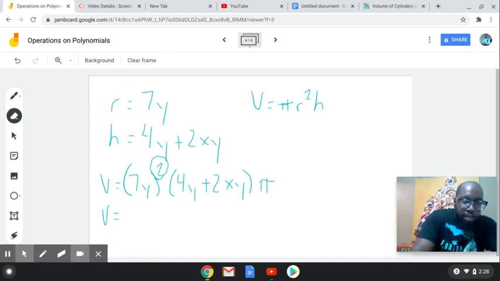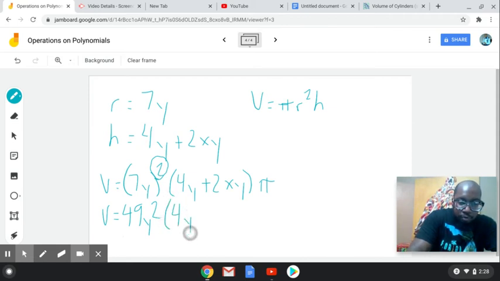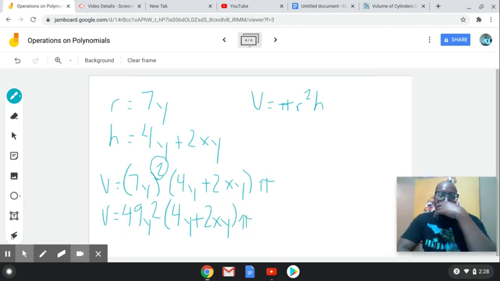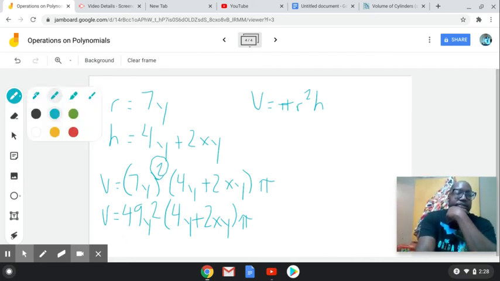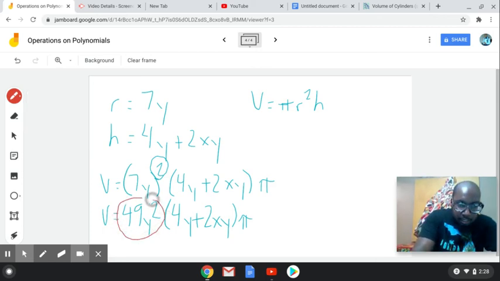So it's going to be 49y squared times 4y plus 2xy, pi. Okay. So now what we've got to do is take this 49 here and distribute it to the 4y and to the 2xy.